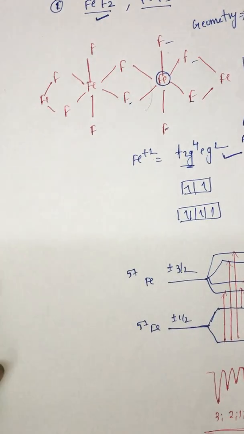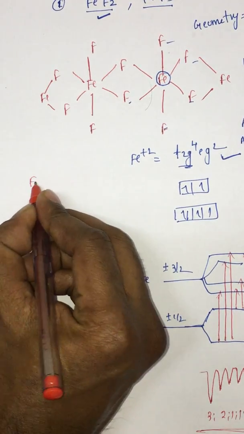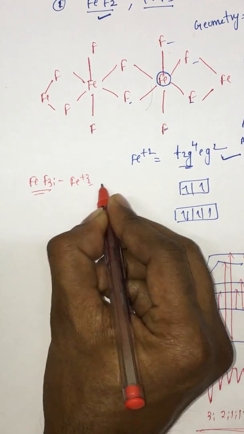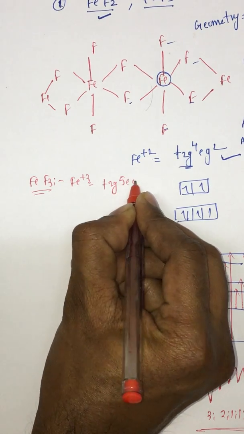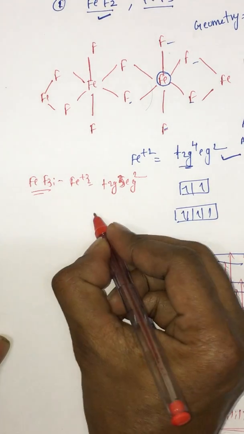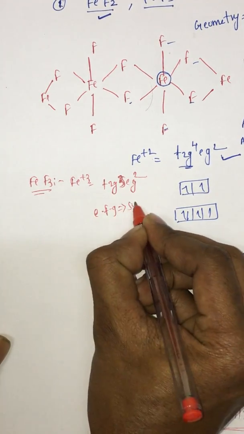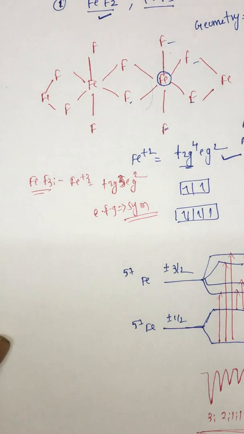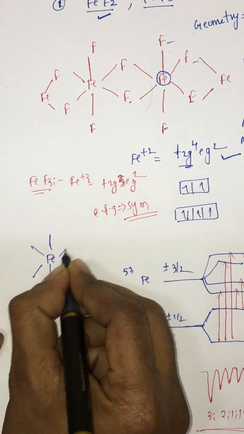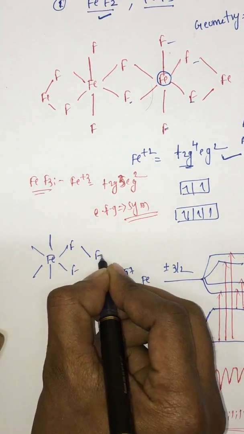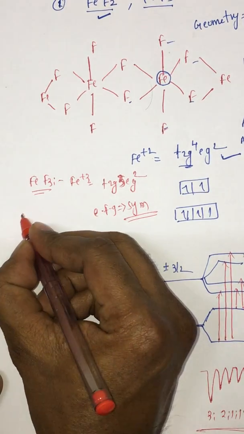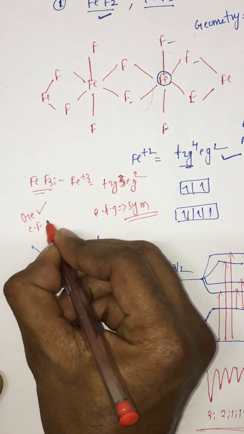Now we'll go for FeF3. Here iron is present in the +3 oxidation state, that means t2g3 eg2. Total 5 electrons are there. So the electric field gradient is symmetric. Now we'll go for the structure. This structure is also the same as FeF2. Here also each iron atom is surrounded by 6 fluorine atoms. So here the geometry is symmetric, and the electric field gradient is also symmetric.